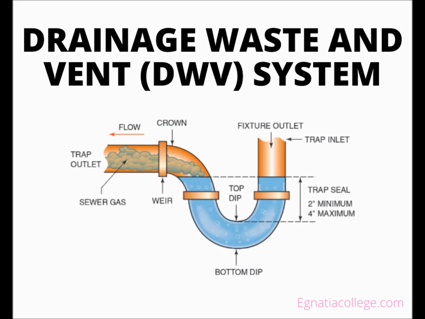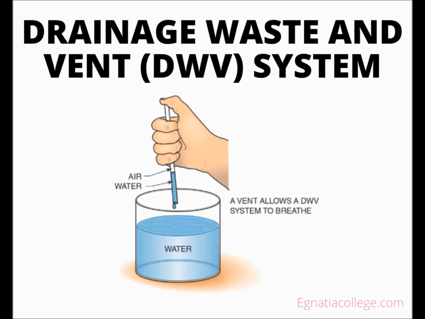Drainage waste and vent, DWV, system. Every plumbing fixture connected to a drainage system must be protected by a fitting or device known as a trap that uses a water seal to prevent harmful sewer gases from entering a building. To ensure that a drainage system does not become overpressurized and that a vacuum is not created, an adequate vent system is installed to protect a trap seal.